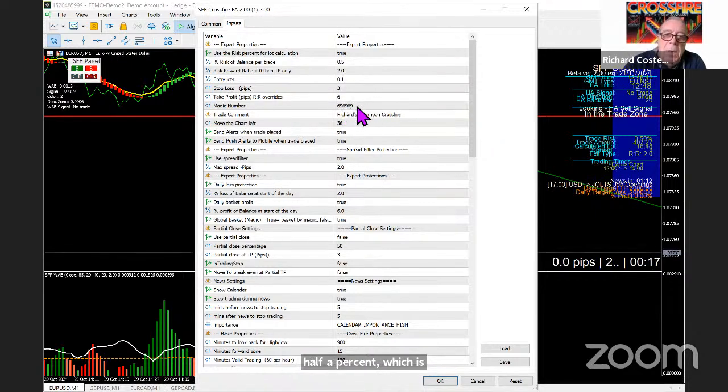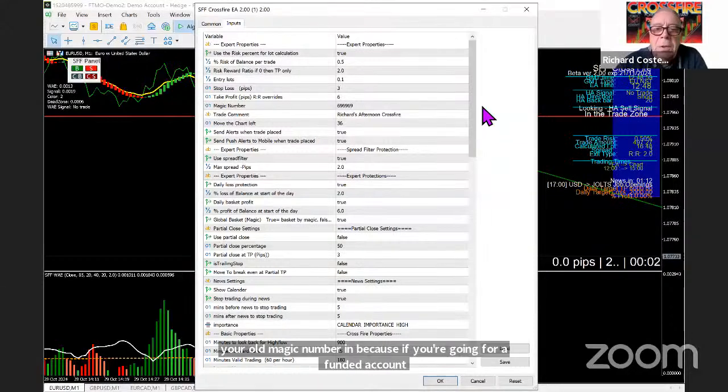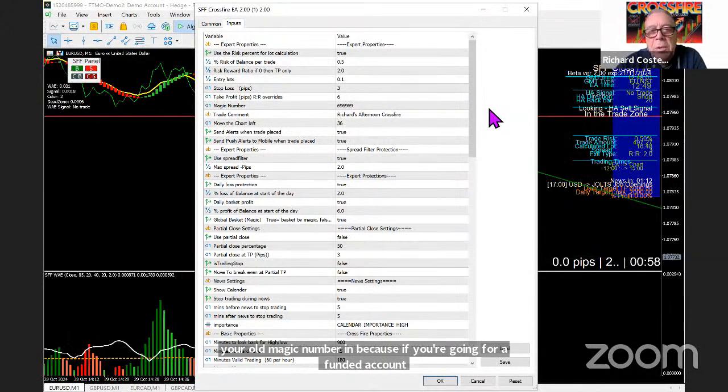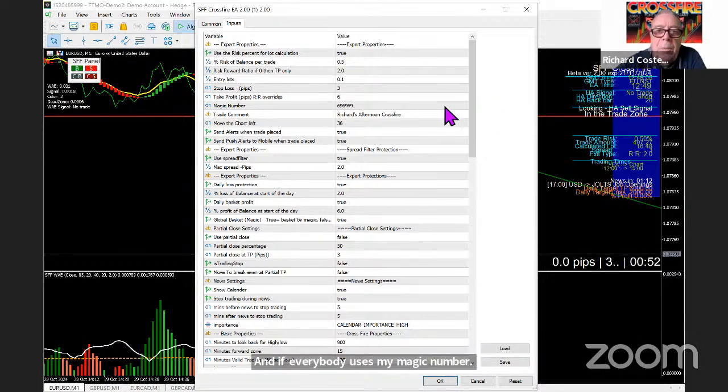I've got a magic number there, which it's always best if you put your own magic number in, because if you're going for a funded account, the funder will notice that you're using the same magic number as me, and if everybody uses my magic number, we'll all get challenged, I guess. So put your own magic number in there.